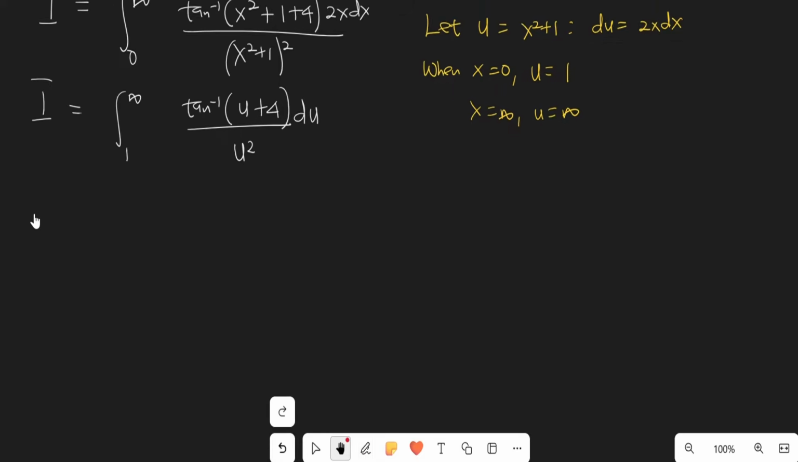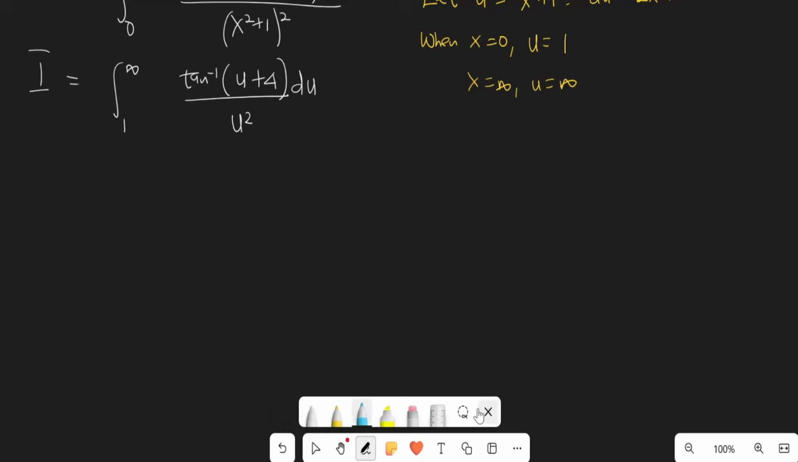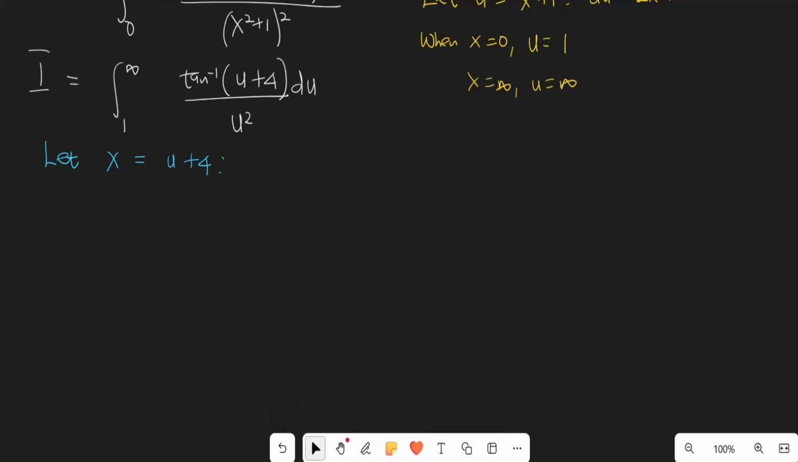And now we can do another substitution. Why not? For our second substitution, let's go back to x. We are going to let x be equal to u plus 4. When we do this, that means u is equal to x minus 4, and du is equal to dx. Now the change in limits. When u is equal to 1, the lower limit, x is equal to 1 plus 4, which is 5. When u is equal to infinity, x is equal to infinity as well.